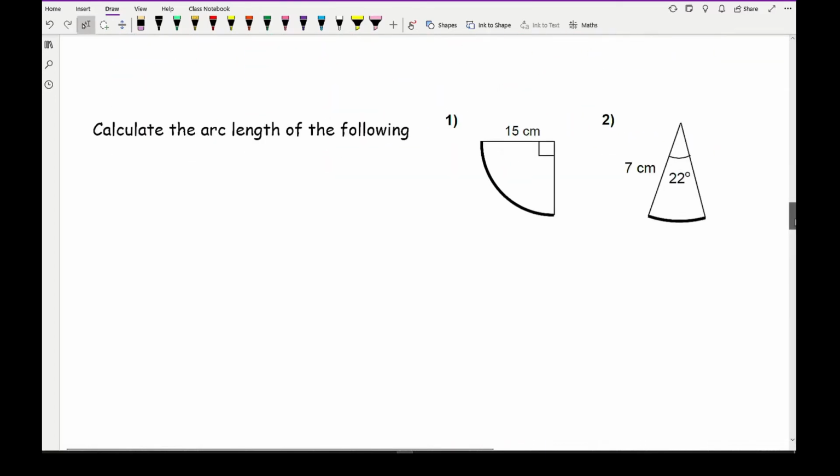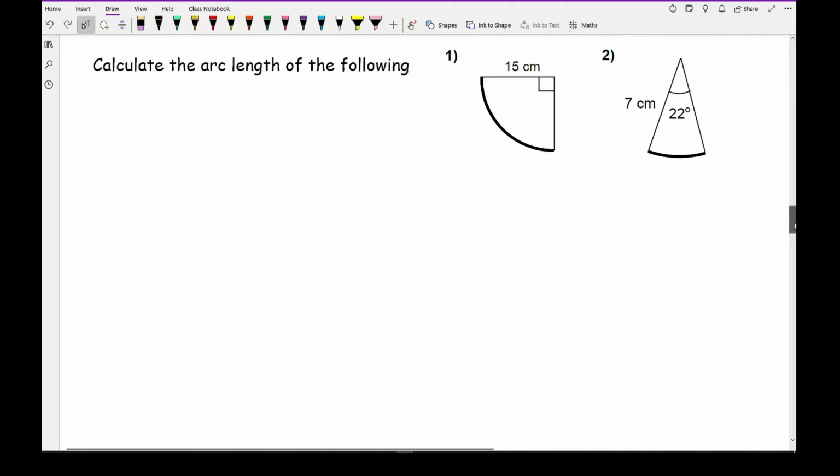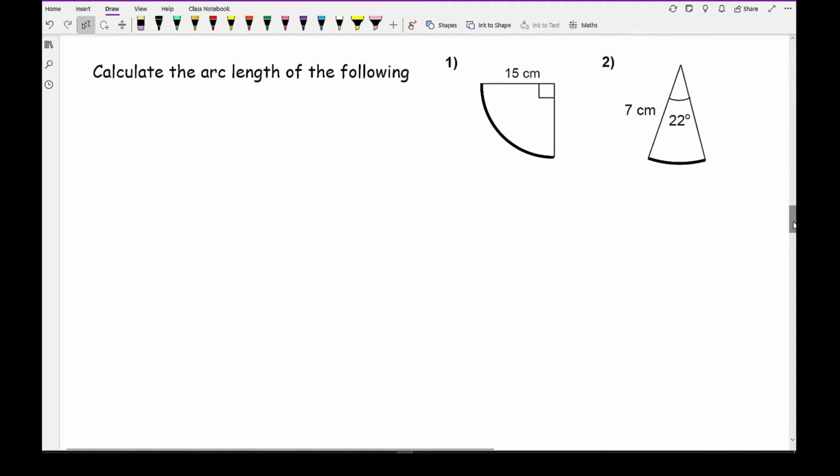So now let's move on to arc length. So in these questions we're asked to work out the arc length of the following. So this, we're not working out the perimeter of the whole shape. We'll come on to those questions in due course. So all I'm working out is what this length here is. And for question 2 it's just this pink length here.